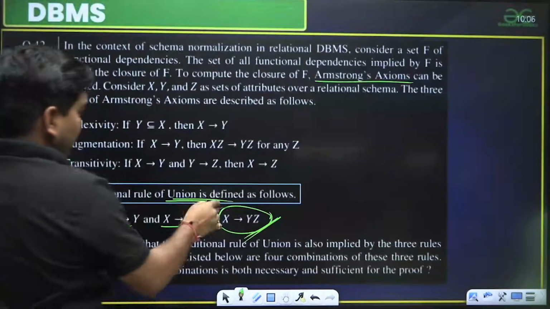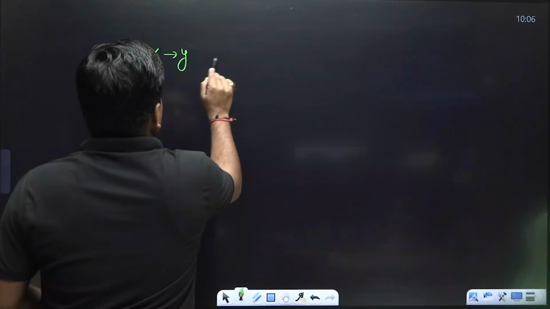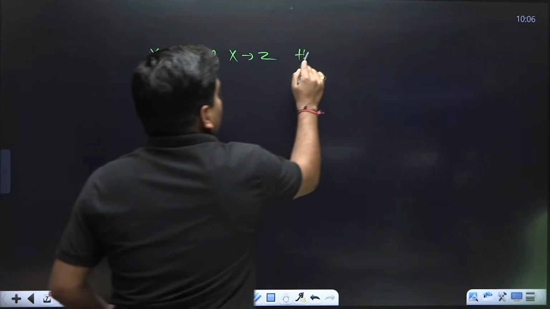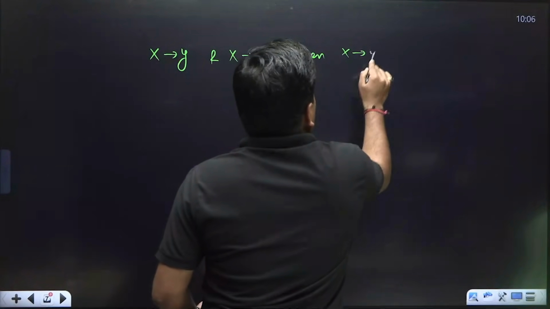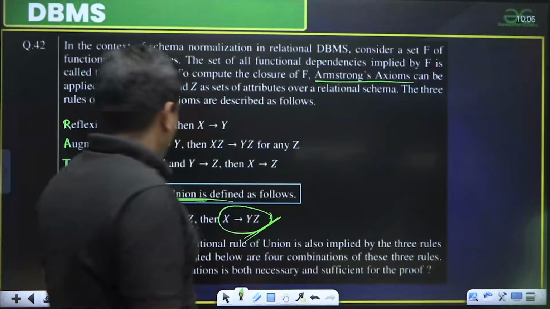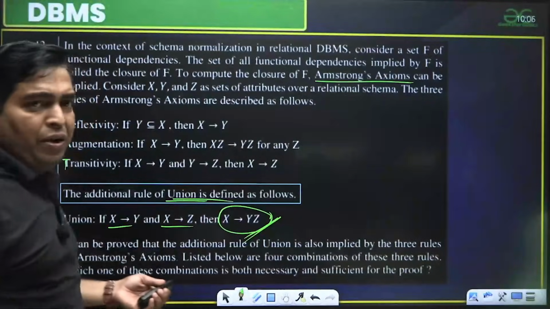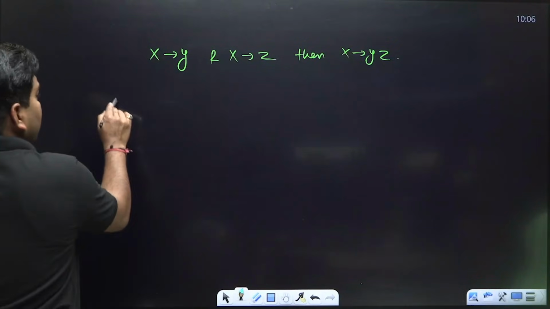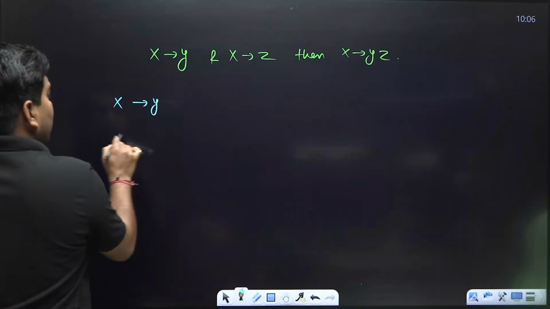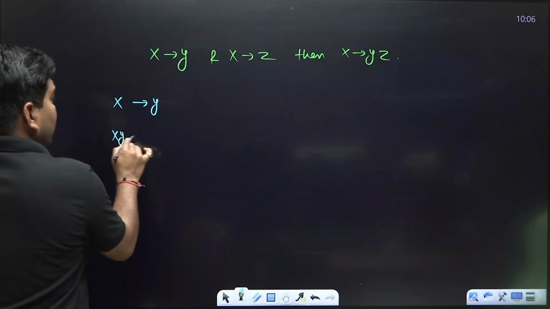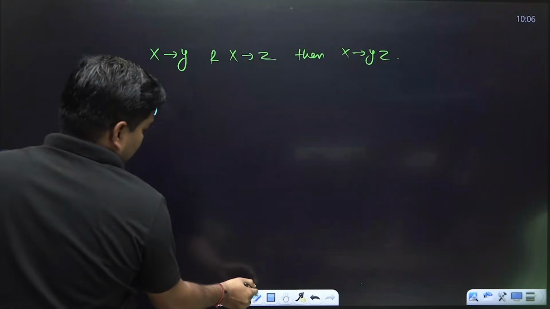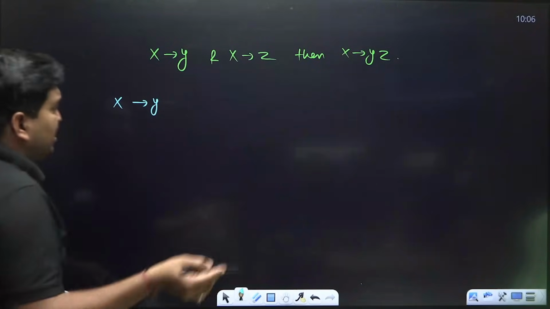X tends to Y, and X tends to Z, then X tends to YZ. Are you getting my point? Which rule can you apply here? Can we write it in this manner? X tends to Y is given. Can we write XY? Are you getting my point? XY tends to... or you can also learn this in a different way.